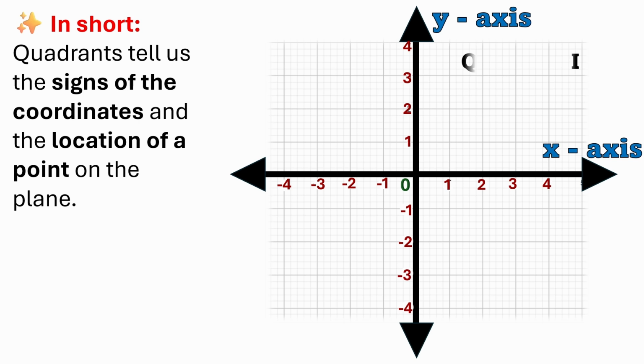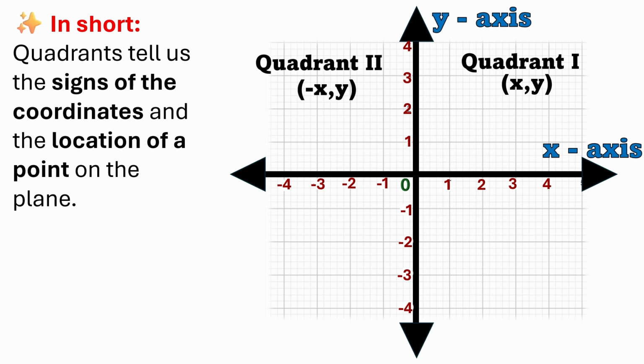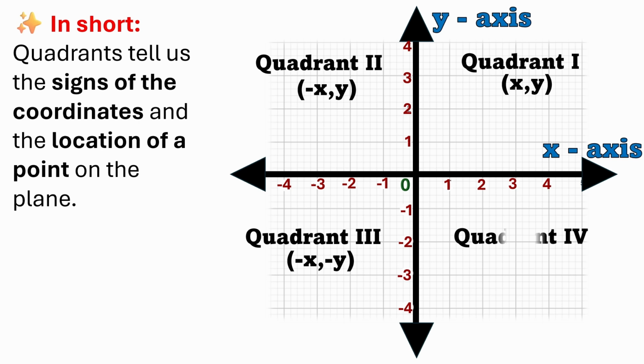Again, we have the first quadrant. The coordinate of the first quadrant is +x, +y. Coordinates of the second quadrant is -x, +y. The coordinate of the third quadrant is -x, -y. And for the fourth quadrant, we have +x, -y.